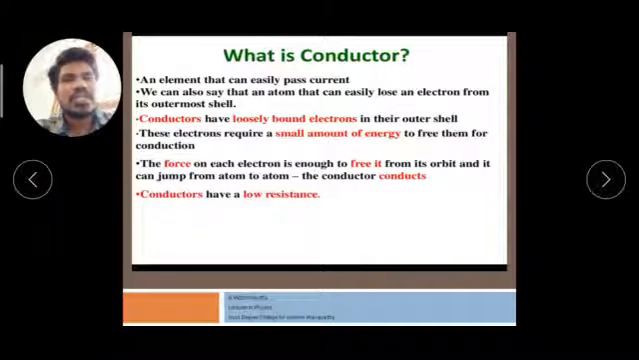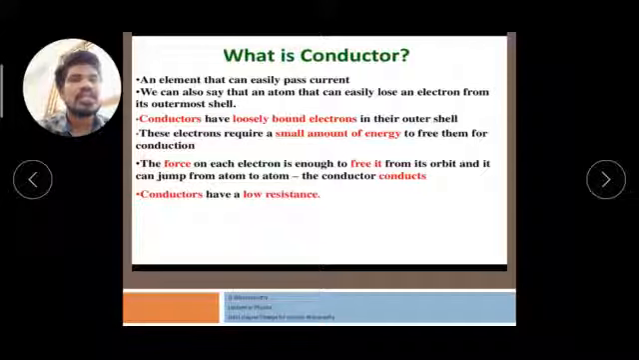And we know that conductors have loosely bound electrons in their outer shell. These electrons require a small amount of energy to free them for conduction. Due to the loose bonding in the outermost shell, we apply a small amount of energy to the electrons present in the valence band. Those electrons will be freed from the bond. Those free electrons cause the current conduction. The force on each electron is enough to free it from its orbit, and it can jump from atom to atom. The conductors can conduct.